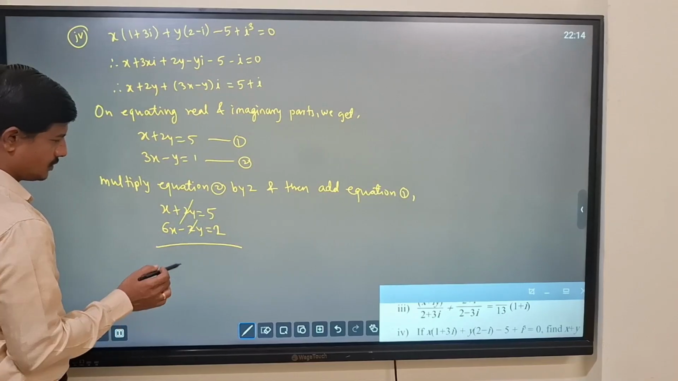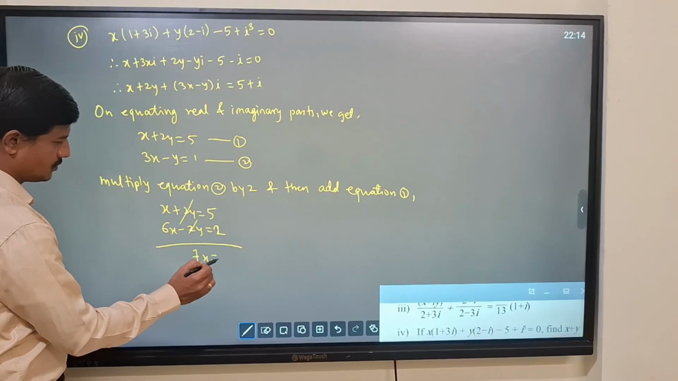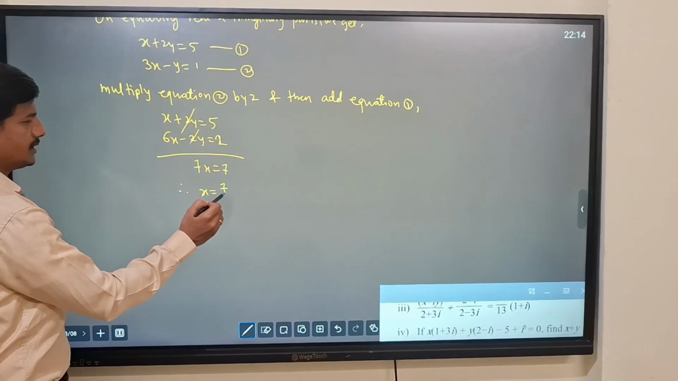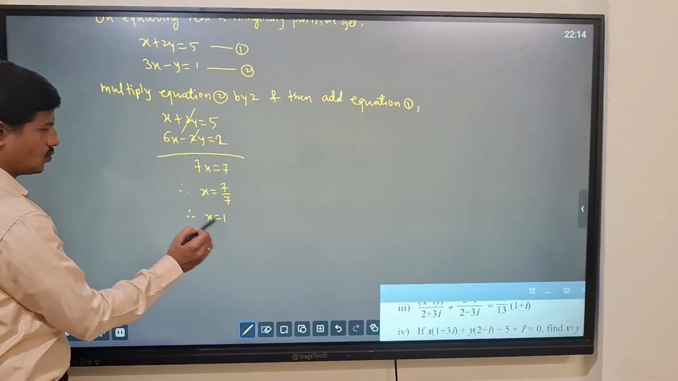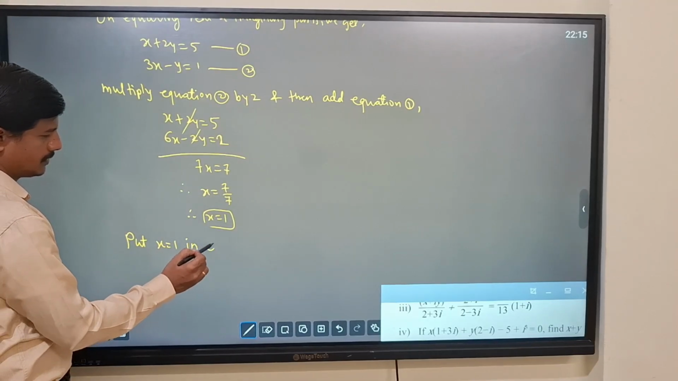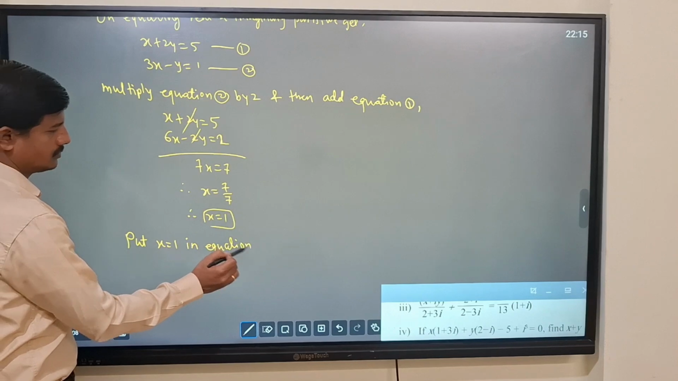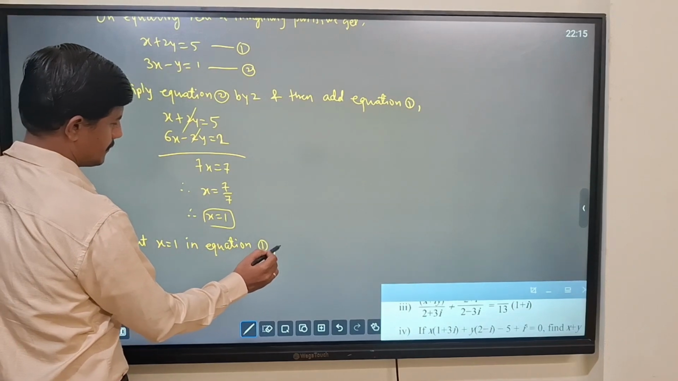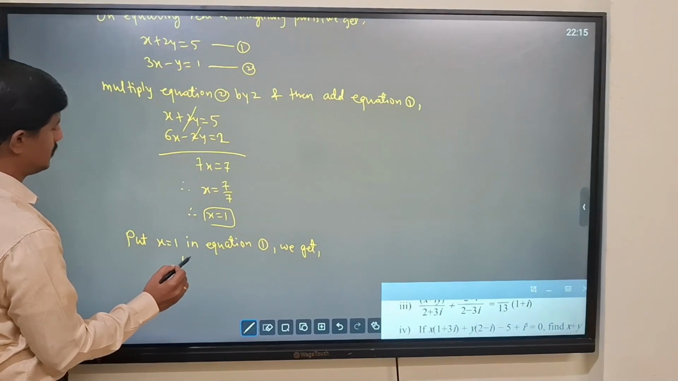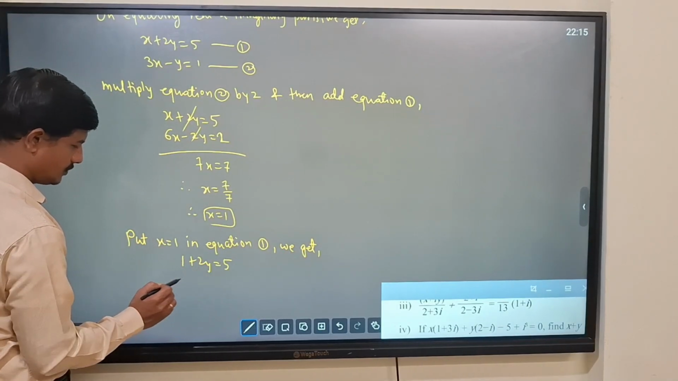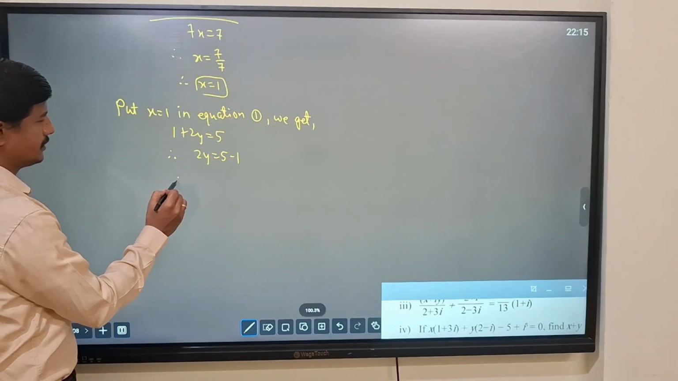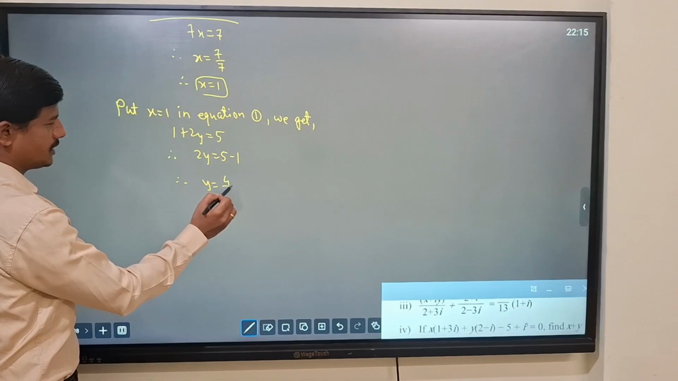So this plus 2y minus 2y gets cancelled. This is 7x equal to 7. Therefore x is 7 by 7. Therefore x is 1. Put x is equal to 1 in equation 1. We get 1 plus 2y equal to 5. Therefore 2y equal to 5 minus 1. Therefore y equal to, this becomes 4 by 2.